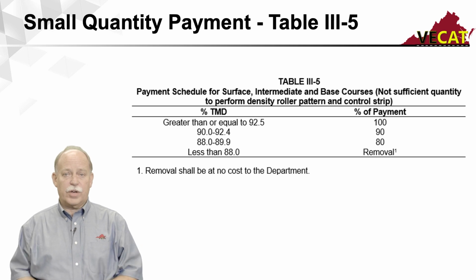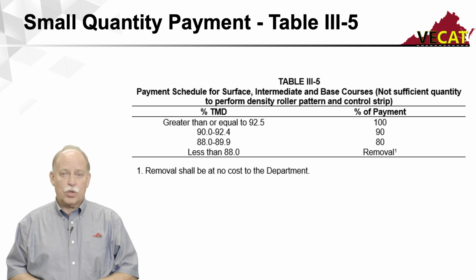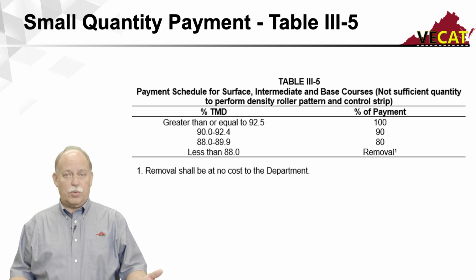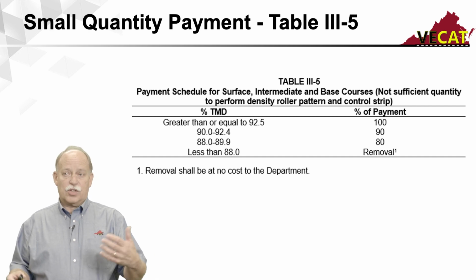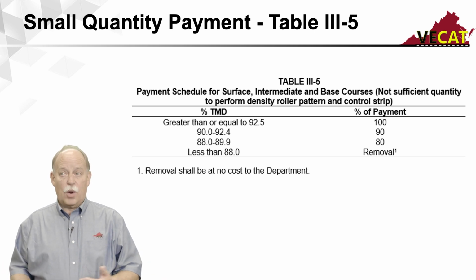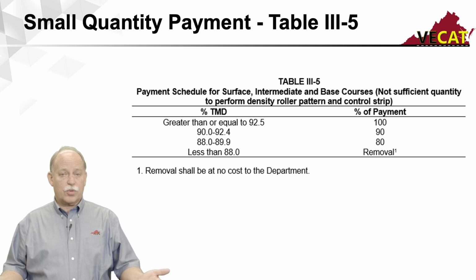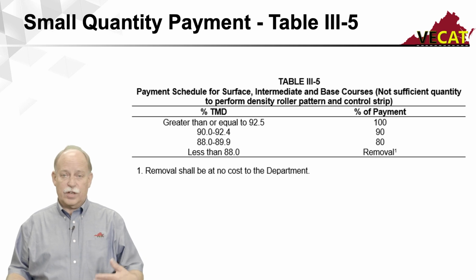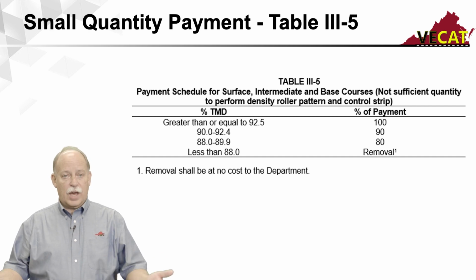And this is that table 3-5 I just spoke about. You'll actually compare those cores to this table, and you'll see that as long as you get 92.5 or greater, you're going to get 100% pay for that paving. However, if you go all the way down to the bottom, you'll see that if you get less than 88%, if you take a core and it's determined that it's less than 88% of maximum theoretical density, then now it's in removal. So now you have to do it again.